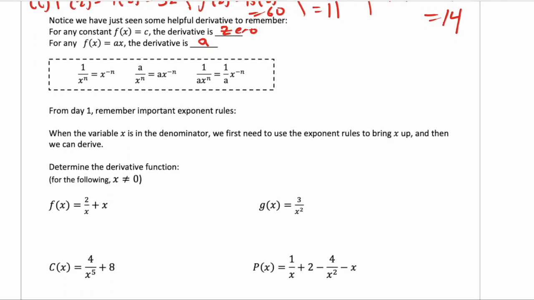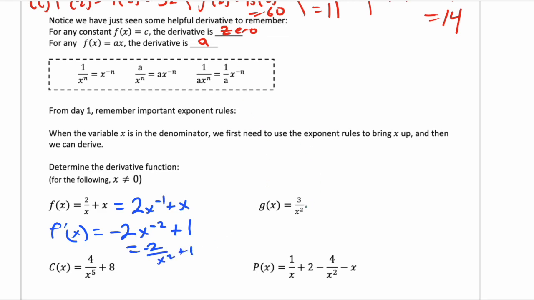So let's take a look at this function. This function you can rewrite as 2x to the power negative 1 plus x. And then when we find the derivative, we get negative 2x to the negative 2 plus 1, which you can rewrite as negative 2 over x squared plus 1. Okay, next one we can write as 3x to the power negative 2, and when we get the derivative, you do the negative 2 times 3 is negative 6, and then we get x to the power negative 3, which you can rewrite as, now that's a negative exponent, so you can write it in the denominator.